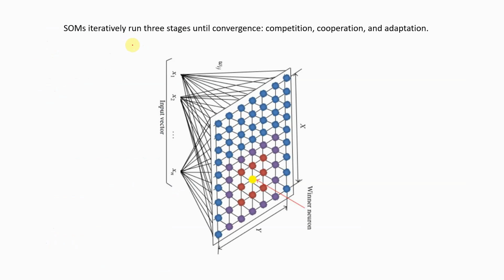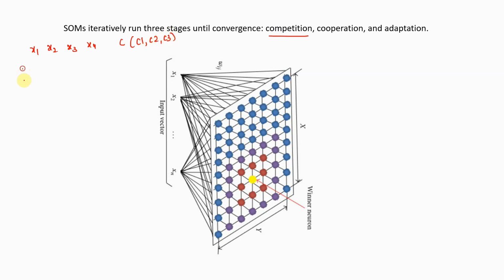SOFM mainly runs in 3 stages until it reaches convergence. The first is competition. What is competition? Whenever we give the input, suppose we have 4 features and we have the cluster labels, which can be C1, C2, C3.